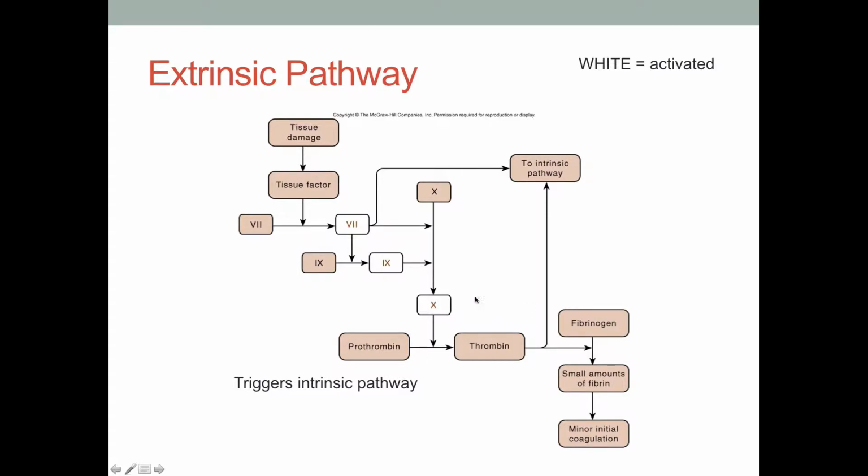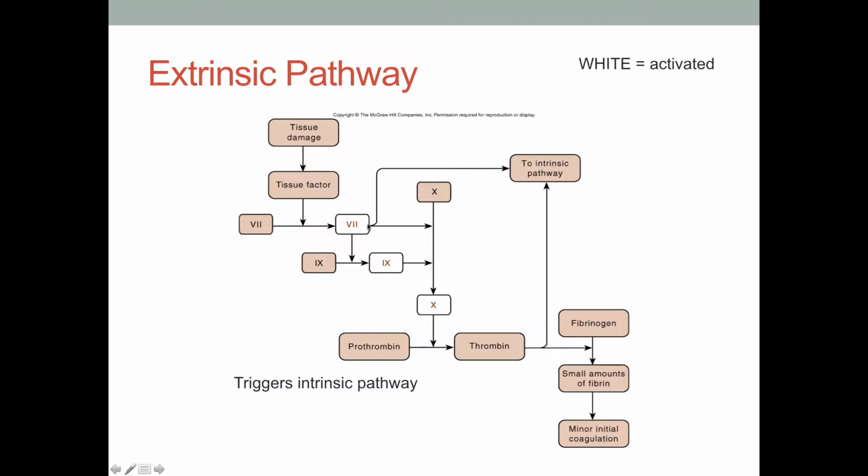And if you just have extrinsic pathway activation, there's a small amount of fibrin, a little bit of coagulation, which is fine for small injuries. However, if there is a larger injury and we need a larger clot, factor 7 and thrombin are a really strong signal for positive feedback. They act together to signal to the intrinsic pathway to activate its activity.